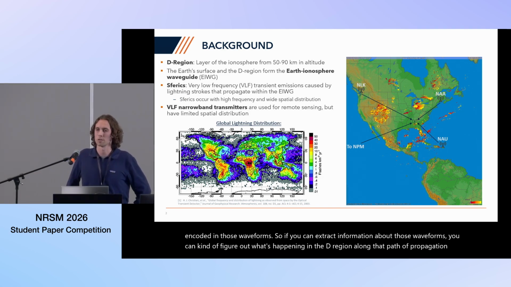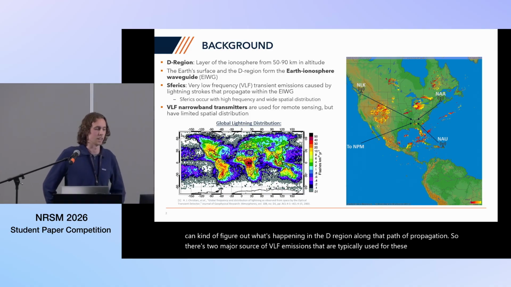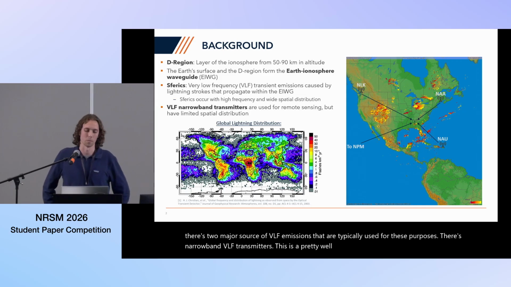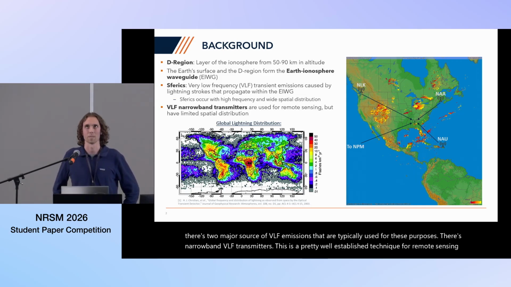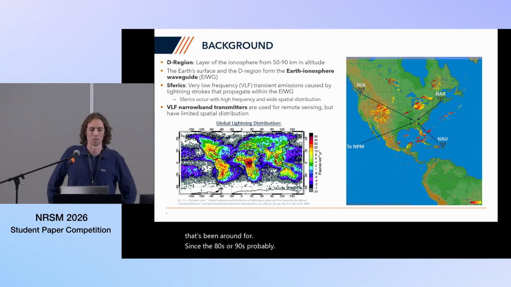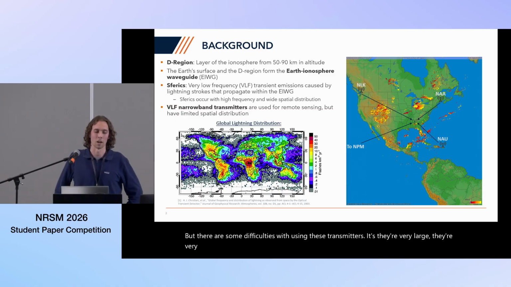So there's two major sources of VLF emissions that are typically used for these purposes. There's narrowband VLF transmitters. This is a pretty well-established technique for remote sensing that's been around since the 80s or 90s probably. But there are some difficulties with using these transmitters. They're very large, they're very expensive, and they may not always be online. And another major disadvantage is that there's not very many of these.